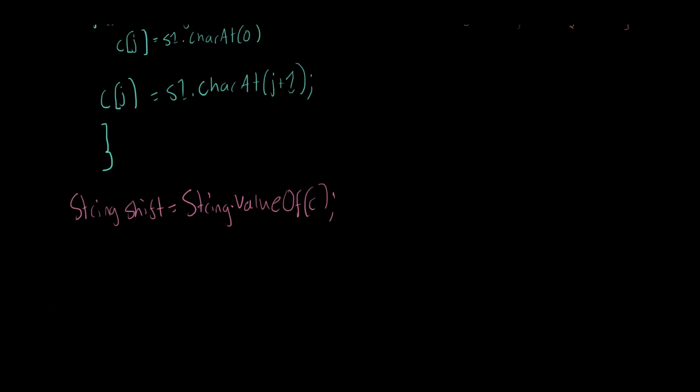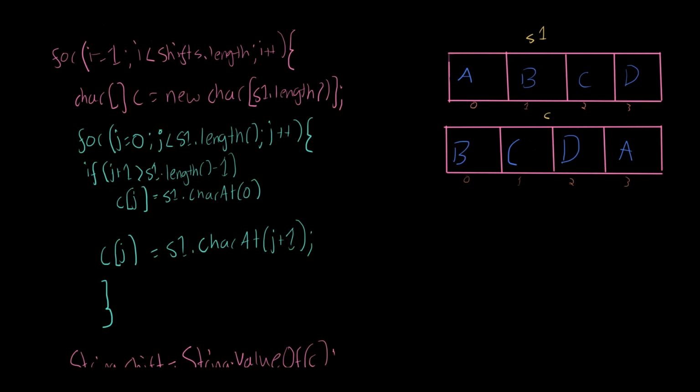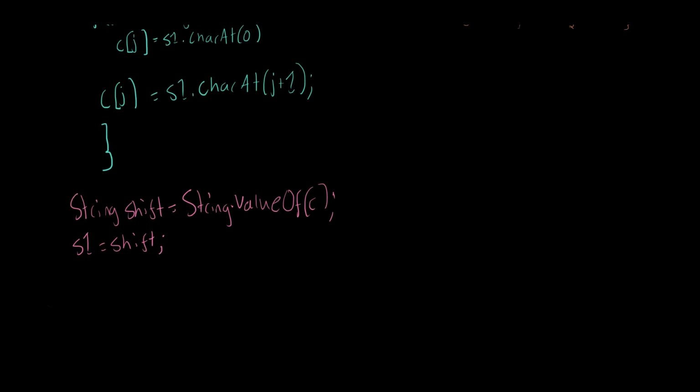Now after this, we are going to then assign S1 to shift, so it has the proper value for the next iteration of the for loop. So we're going to say S1 equals shift, like so. And so when it runs the next time, instead of using A, B, C, D as the example, it's going to use B, C, D, A, and then it will move B to that end, and then you'll get the next cycling shift, and so on.